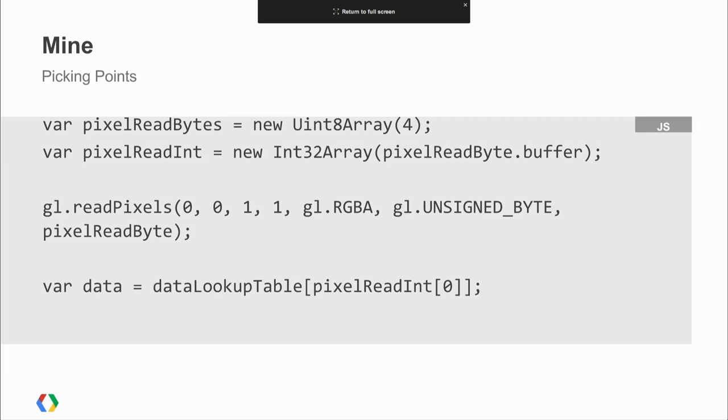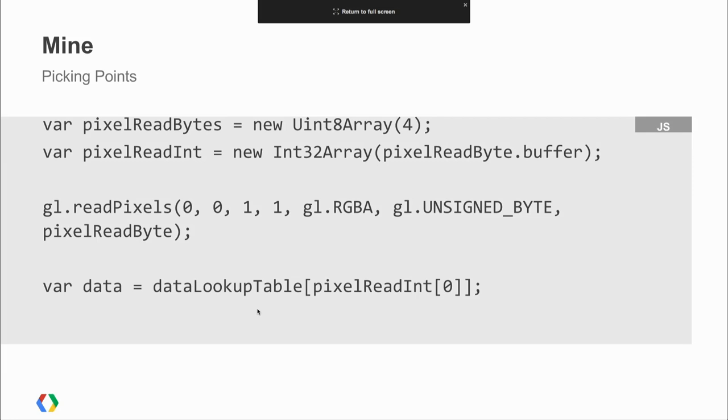But then I can look down here at the bottom, this last line, and I can do a lookup table on the int value of that. So I can make a table of values, and as long as my values fit into an int, I can then just shove them into a color, and OpenGL will just treat it as a color.